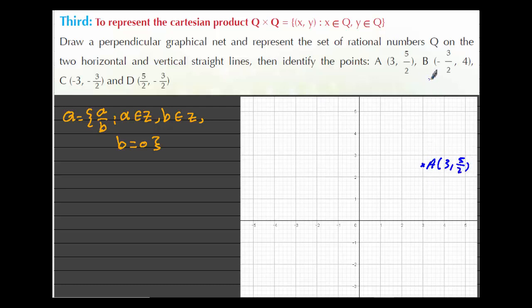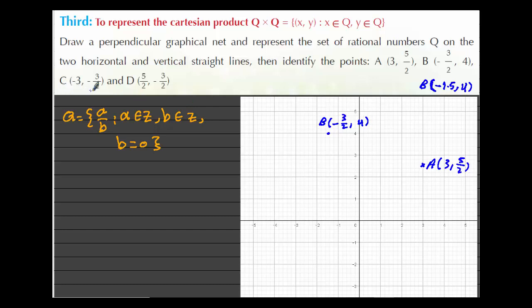The point B, negative 3 over 2. Negative 3 over 2 is negative 1.5. So we have the point B of coordinates negative 1.5 and 4. So start again from 0. Negative 1.5 lies between negative 1 and negative 2. And up to 4 here. So here are the coordinates of the point B, negative 3 over 2 and 4.